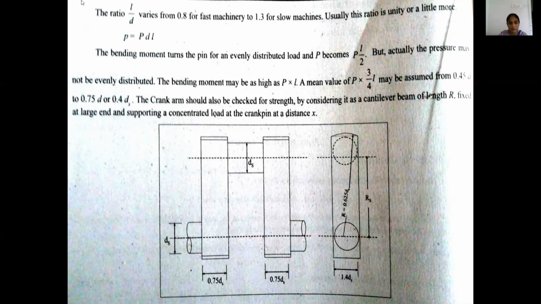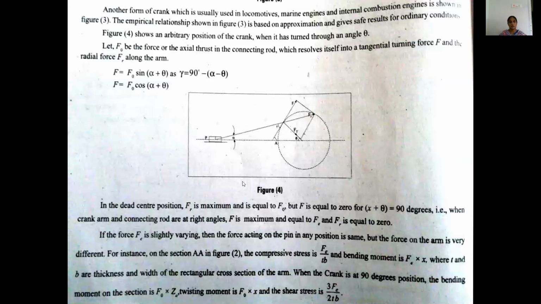See, these are the different types of shaft. The shaft is held on the crankshaft. Next, the length of the different types of crankshaft, meaning the side portion of the crankshaft, is 0.5 ds and also 1.4 ds. The crank arm is also used to check the strength, treated as a cantilever beam of length L fixed at the larger end, supporting the load.